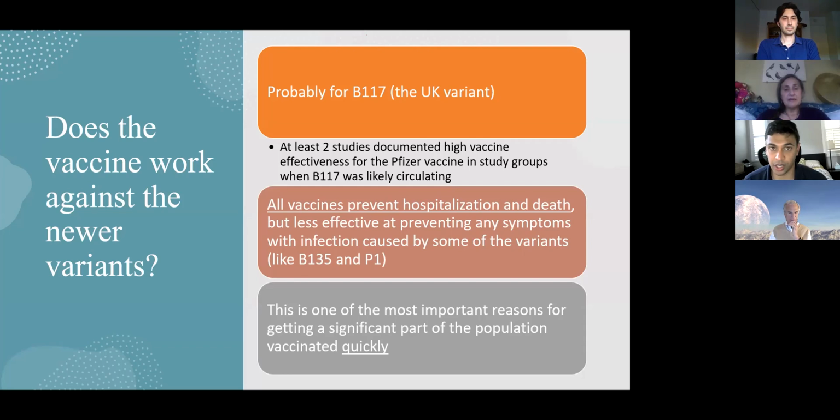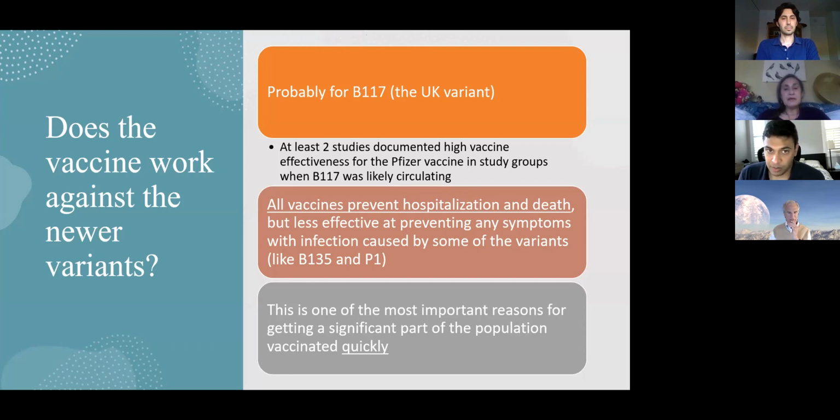There are at least 2 studies demonstrating high vaccine effectiveness with the Pfizer vaccine. And in a study carried out in Israel, they demonstrated greater than 90% efficacy. And during that study period, very likely B117 was circulating. They just don't know to what extent. So we can't give you the exact number. We can just tell you that there is probably some efficacy against it.